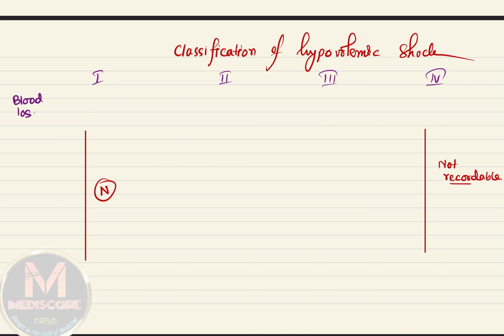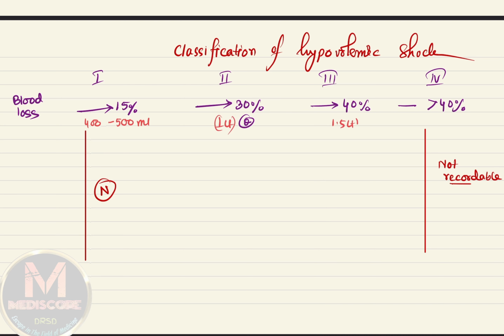So if I have to say what is the amount of blood loss, it is up to 15% in class 1, up to 30% in class 2, up to 40% in class 3, and more than 40% in class 4 hypovolemic shock. Okay, that was a question here. Now in class 1, it is 400 to 500 ml blood lost. In class 2, it is up to 1 liter. Up to 1.5 liters is class 3 and more than 2 liters is class 4 hypovolemic shock.